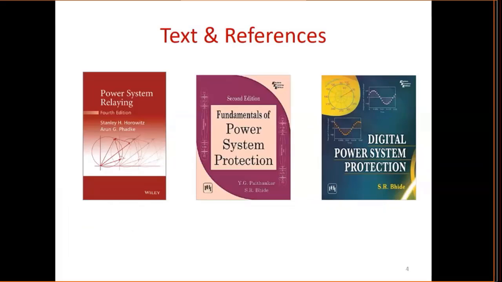Then what are the books we'll refer to in this course? These are the three books I'll refer to. The first book is Power System Relaying by Stanley Horowitz and Arun G. Phadke, published by Wiley. All these three books are available on the web. You just note down the names and search, and you will find the soft copies. You can read them because you cannot access your library now.